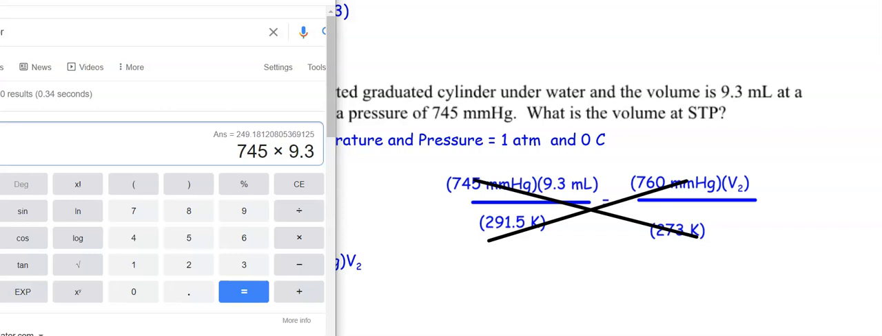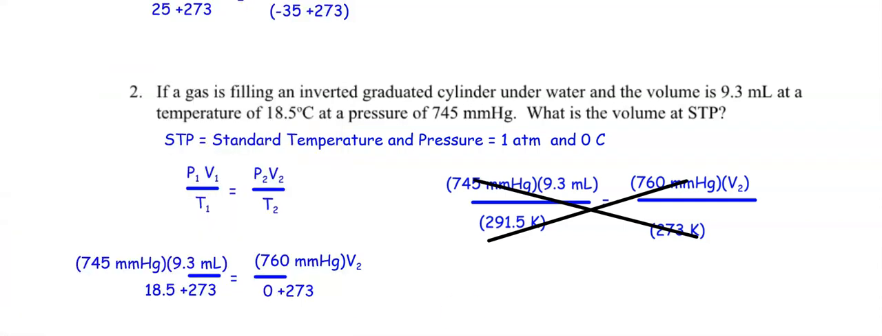So 9.3 times 273. All right, what's that equal to? Big number. Now let's divide it by 291.5. And divide it again by 760. So my answer is 8.537, and so on. So with 2 sig figs. Why 2 sig figs? Because the 9.3 is 2 sig figs, okay?